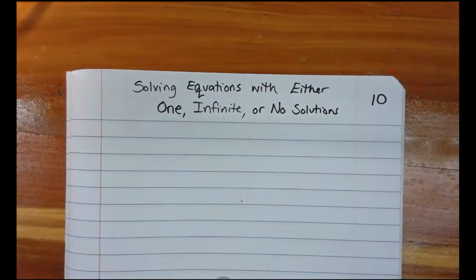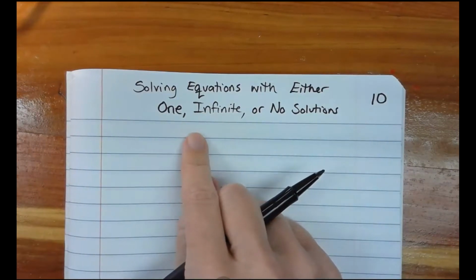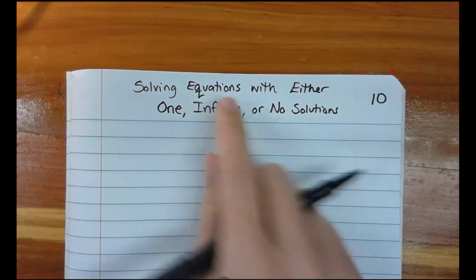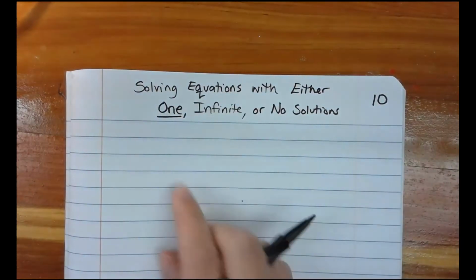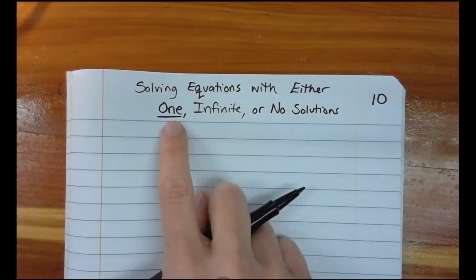All right, so of course up until now, in your learning of mathematics, you have been solving equations that have one solution. You've been getting x is equal to 5, x is equal to 7, x is equal to negative 10, x is equal to 0.5. You've been getting one solution.